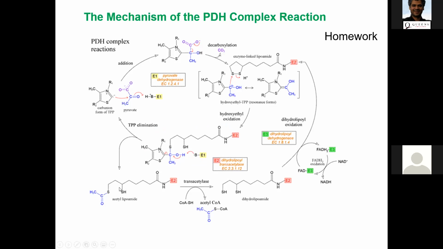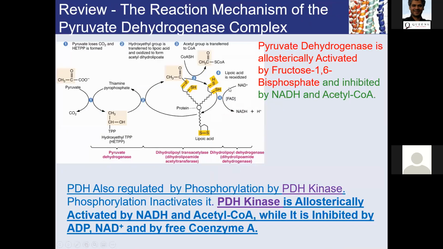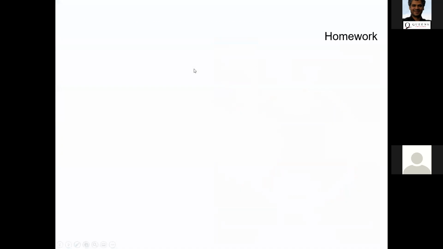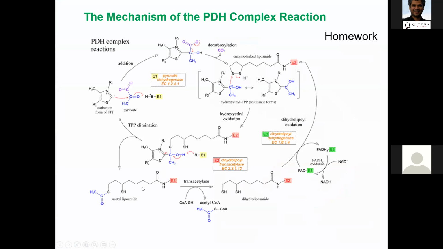And you have this product which is now covalently attached to this E2 enzyme, which is the acetyl lipoamide, right? What am I showing you there? I'm showing you right here, this acetyl lipoamide. And so once you have acetyl lipoamide, the second reaction will happen where coenzyme A will sneak in, and basically you form acetyl coenzyme A, and you have formed this dihydrolipoamide, right?